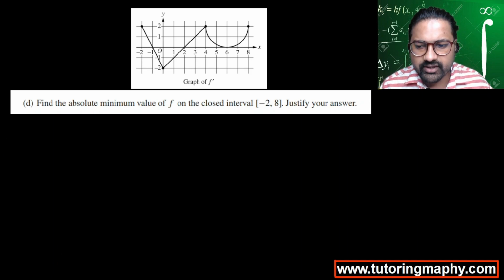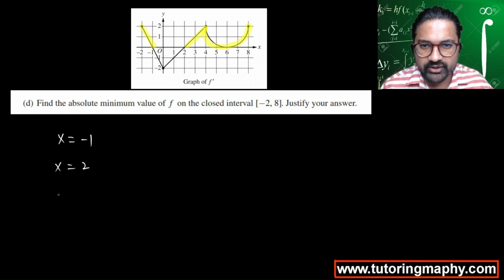Can we highlight the intervals where f prime is positive? So f prime is positive here, f prime is positive here, and f prime is also positive over here. Okay. Can we mark the critical points? The critical points are -1, another critical point is 2, and another critical point is 6.